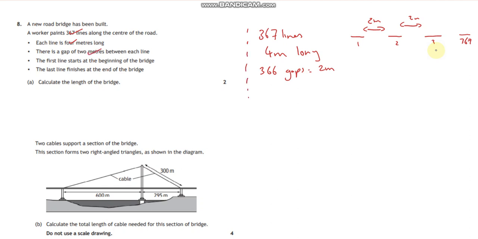The first line starts at the beginning of the bridge. Okay, so the bridge is right here, right at the beginning. And the last line finishes at the end of the bridge. So there's the last line at the end of the bridge. Okay, calculate the length of the bridge. All right, so seems quite straightforward then.